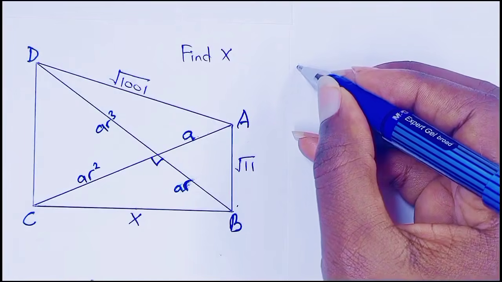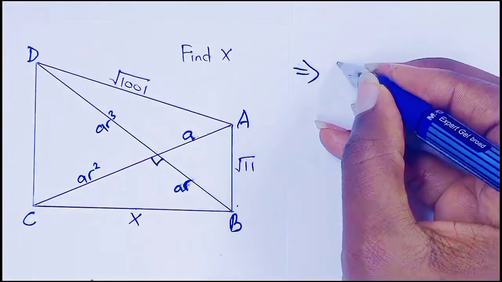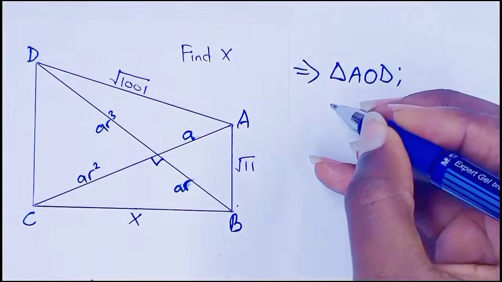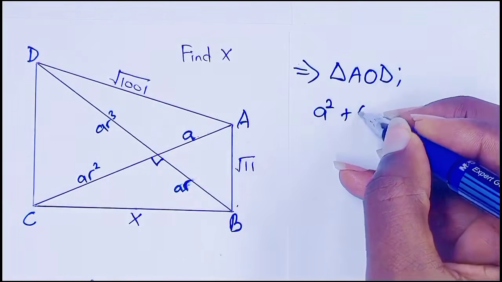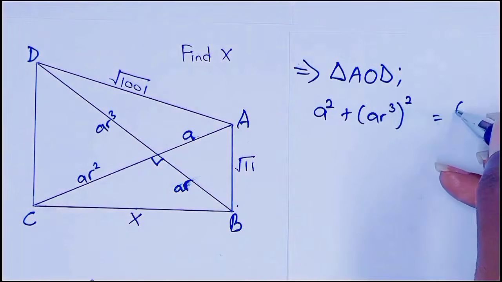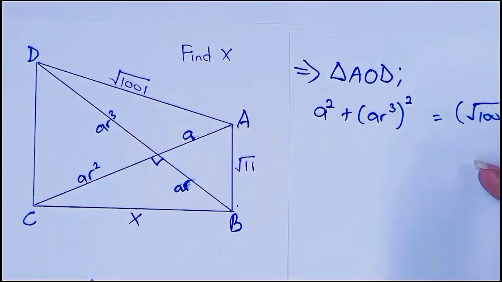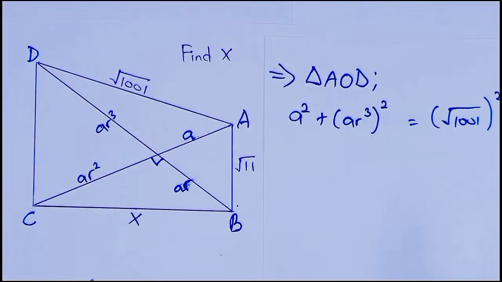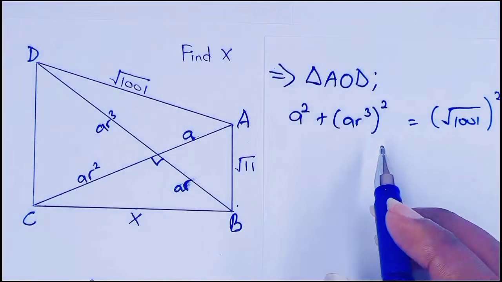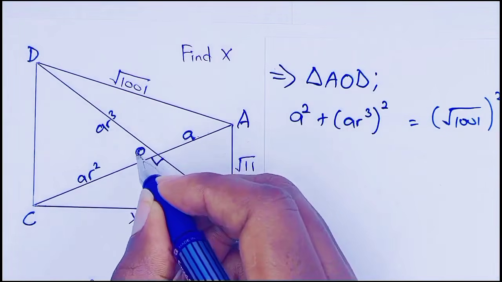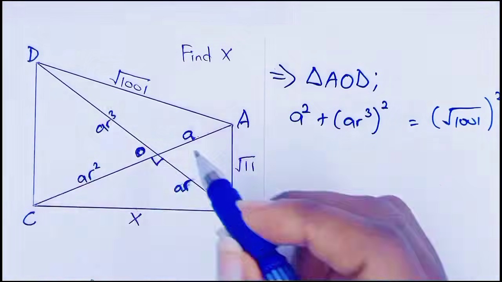This implies that in triangle AOD, A squared plus AR cubed squared is equal to root 1001 squared. This is from the Pythagorean theorem, since it's a right triangle. This is O, point O, that's it. AOD.